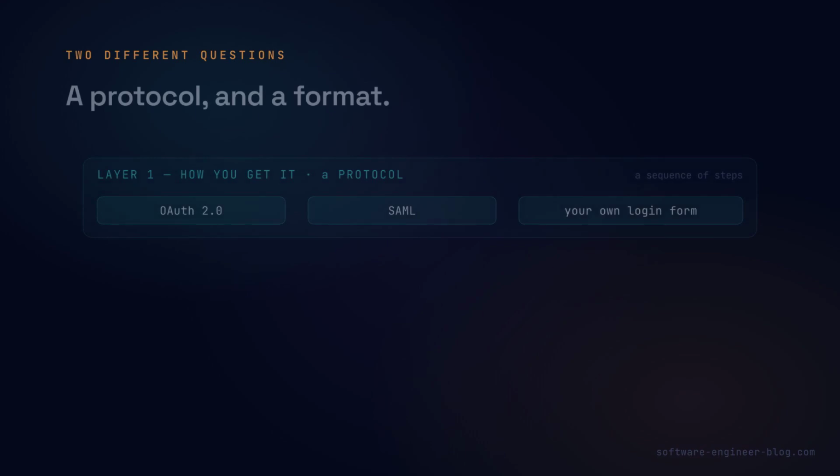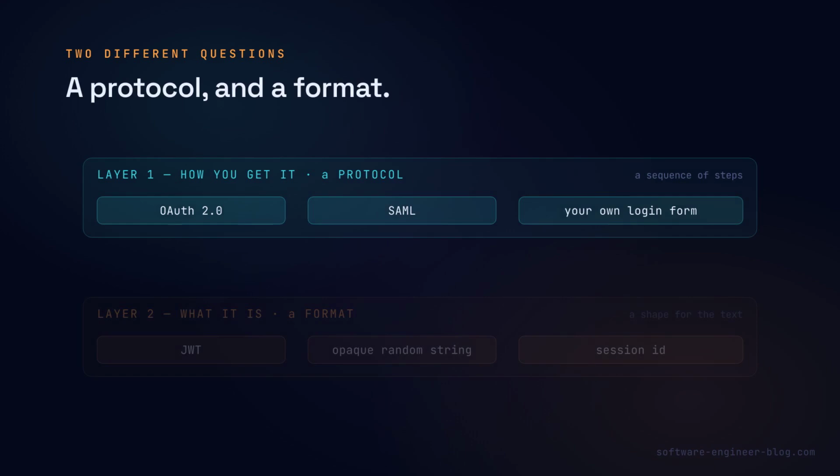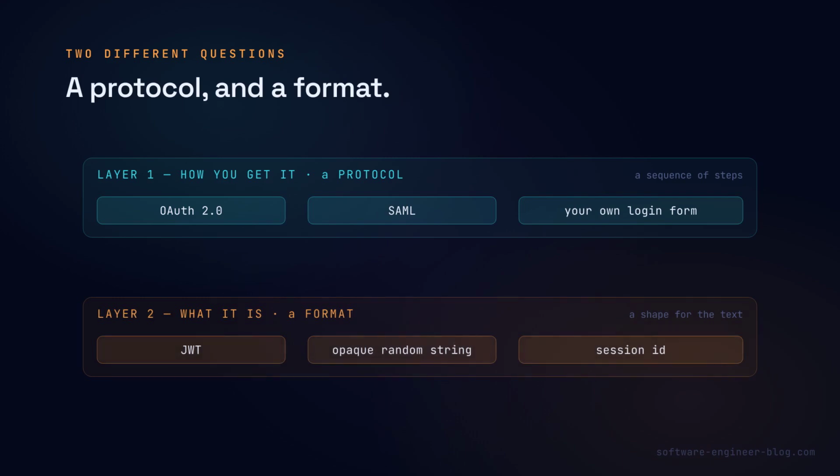Here is the whole idea in one picture. There are two separate questions. Question 1. How does an app get permission to act on your behalf? That is OAuth. It is a protocol, an agreed sequence of steps between parties. Question 2. What does the resulting permission slip actually look like as text on the wire? That is where JWT might show up. It is a format. A protocol and a format sit on different layers. They never had to compete.